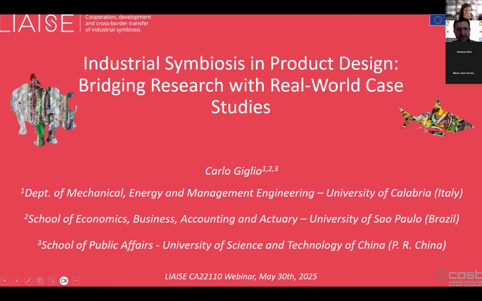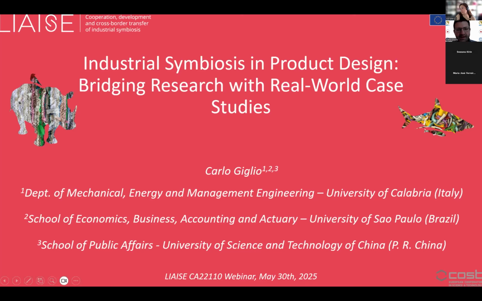One of the key points here is that when talking about industrial symbiosis in product design, there is a focus on the value of the design inputs, in particular some features during new product development, and so the inception phase of new product development, linked to the features of modularity, repairability, and recyclability.